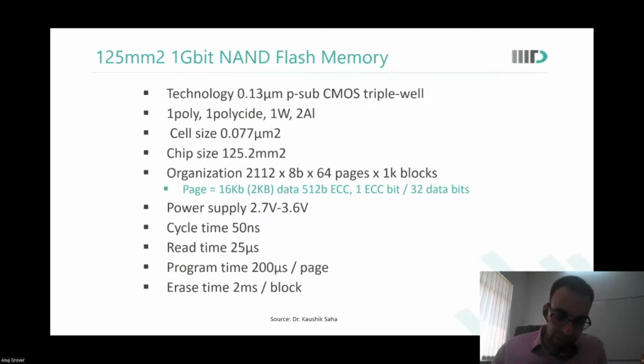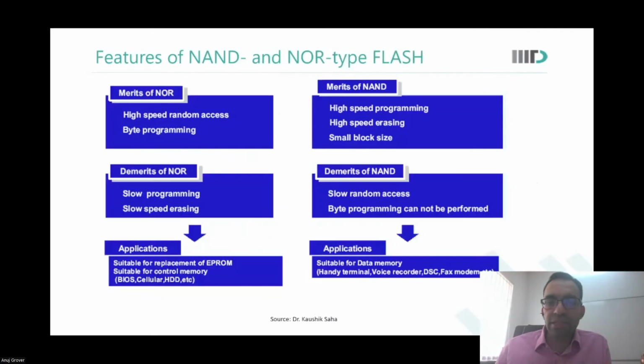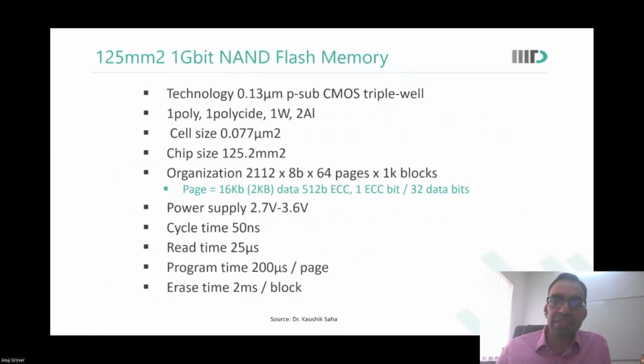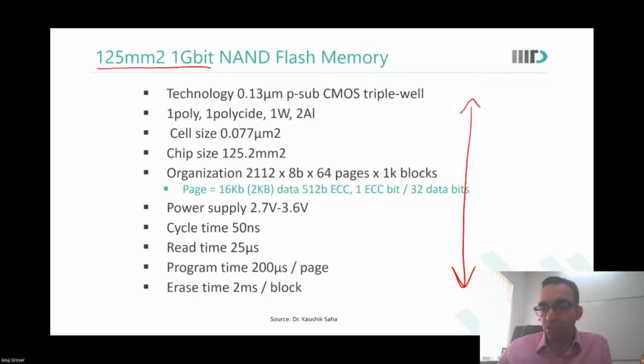I'm sorry, I'll just take another 1 minute, because I want you to be prepared for Kalyan's lecture. That's it, just 2 more slides. We're talking about 125 millimeter square, 1 gigabit NAND flash. Then these are the numbers that you could look at. Just keep these numbers in mind and then compare with the numbers that Kalyan may share the day after tomorrow.